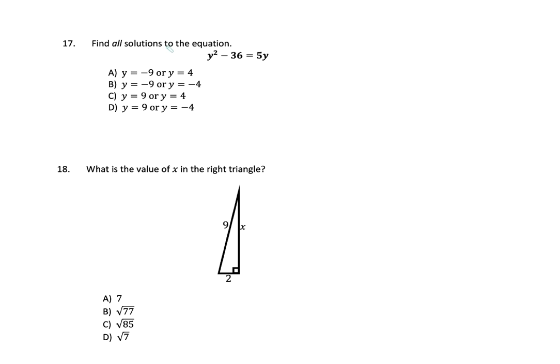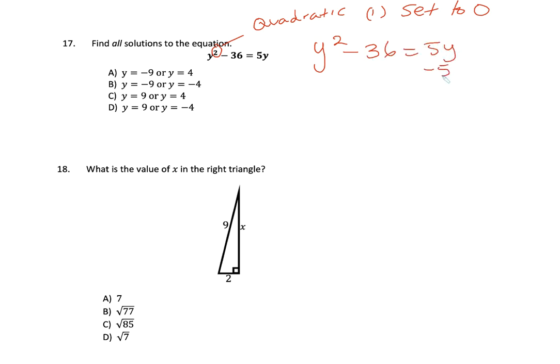Next, I have to find all the solutions to the equation. Now I notice that this says y squared. That's my clue that this is a quadratic equation. When you have a quadratic equation, your first step is to set it to 0. So I have y squared minus 36 equals 5y. To set this to 0, I would subtract 5y on both sides. So I get y squared.